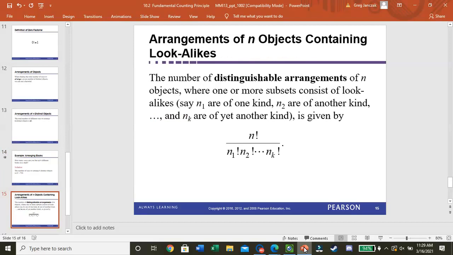Arrangements of n objects containing lookalikes. In other words, if we want the number of distinguishable arrangements of objects where there's a repeat, where you have more than one of the same kind, then you use n factorial over the factorial of the number of each item that repeats. So let's see how that works.